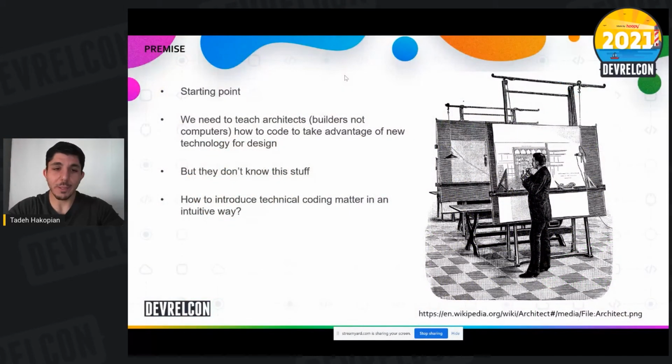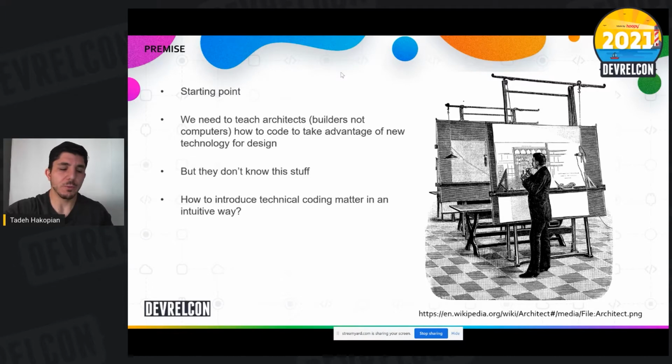And this is where I ran into a problem that probably many of you can relate with. The starting point is we want to teach our own in-house architects and builders. Builders, not developers, not computer architects, actual building architects like this fellow on the right, how to take advantage of digital technology, computers, coding, what have you. But they didn't know this stuff. They were brought up in a more conventional method of designing. So how do we introduce technical matter in an intuitive way?